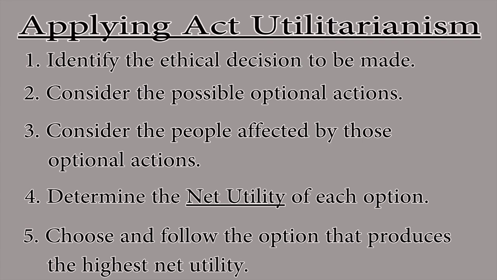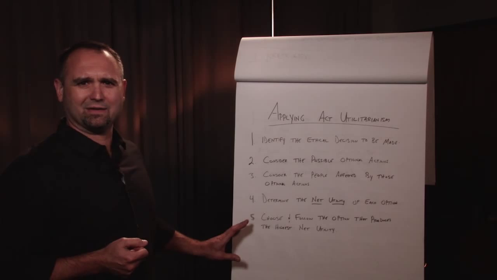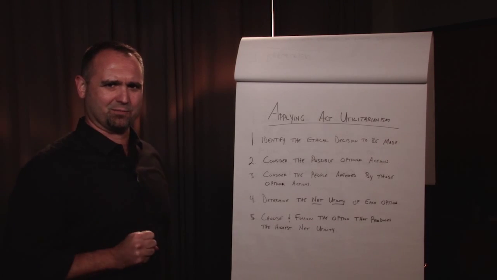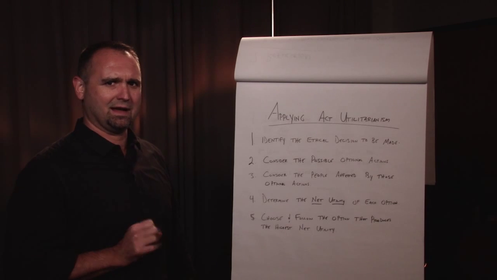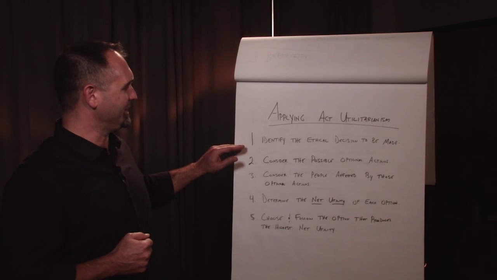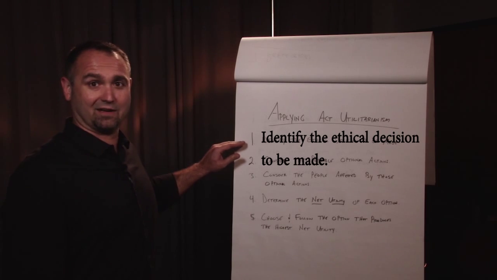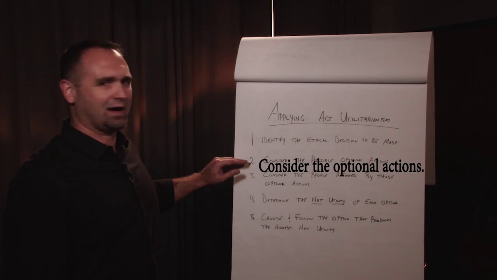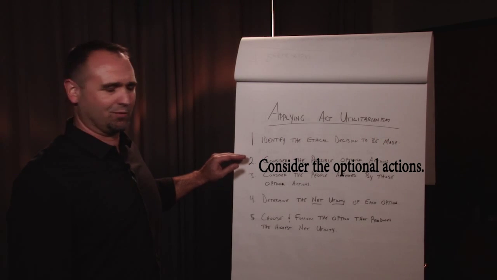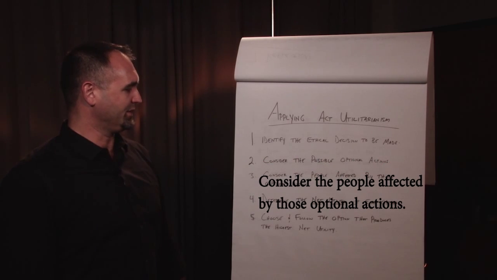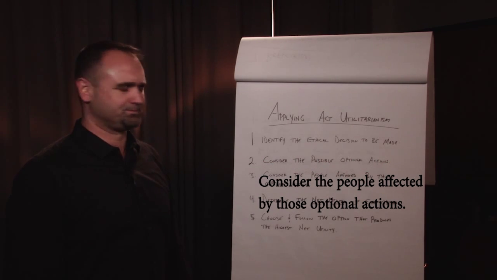So, when we apply Act Utilitarianism to a problem, there is a 5-step process that we use to do so. All of this is contingent on that utility principle that we've talked about in other videos, and you'll see that in action as we go through this particular case. The first step is to identify the ethical decision that has to be made. The second step, think about the possible options for solving the problem or possible actions that you might make. Third, consider the people affected by those optional actions.